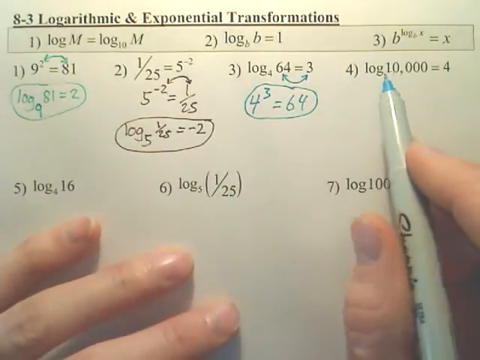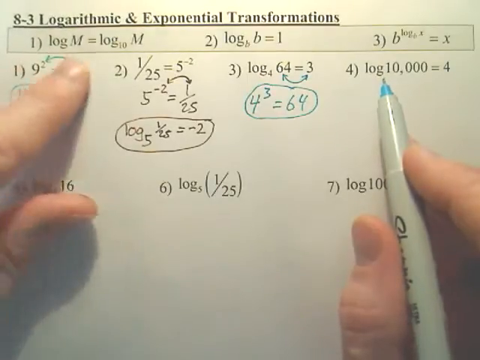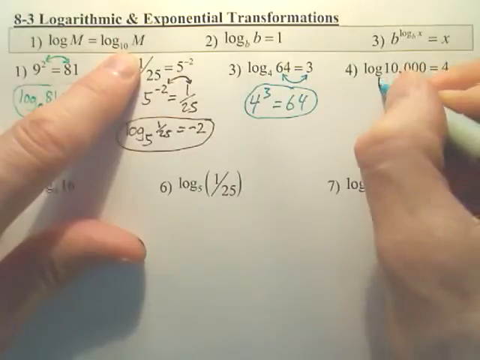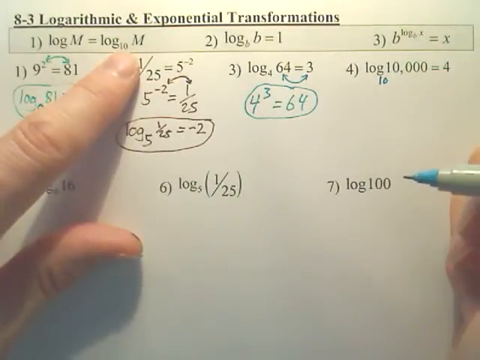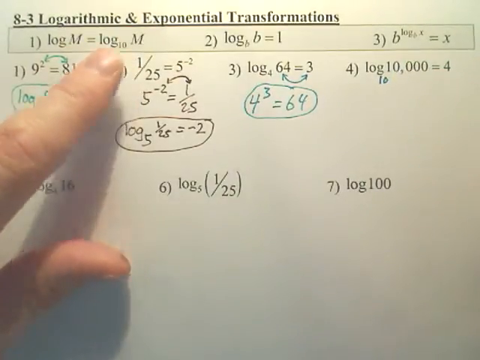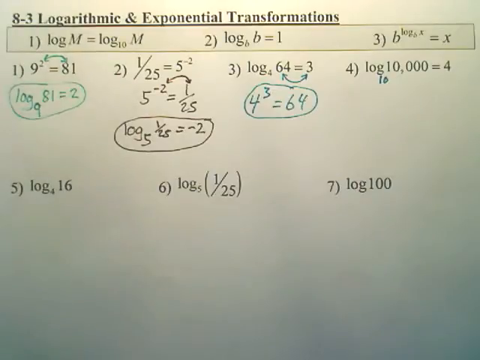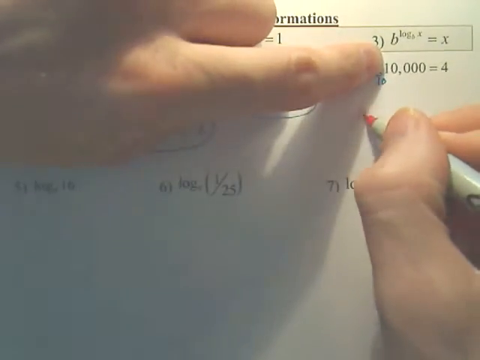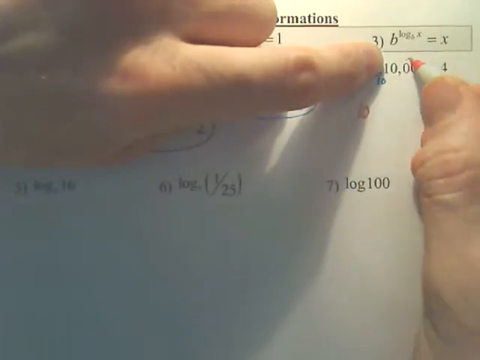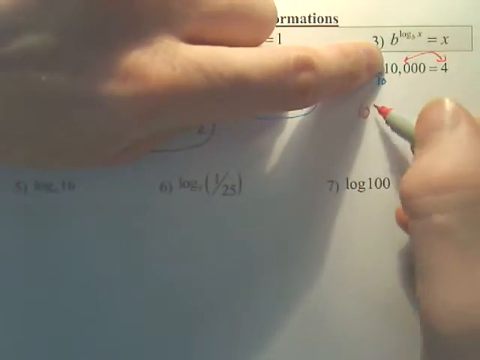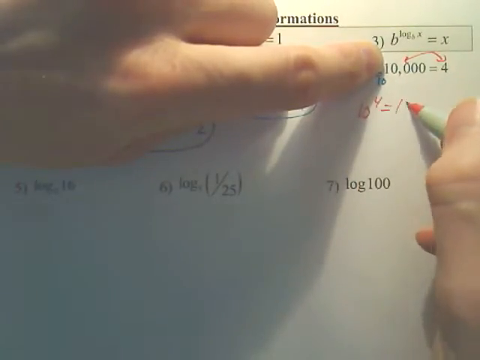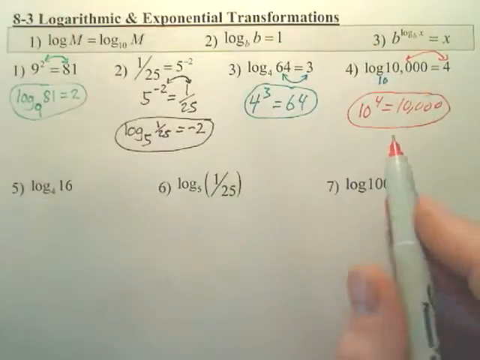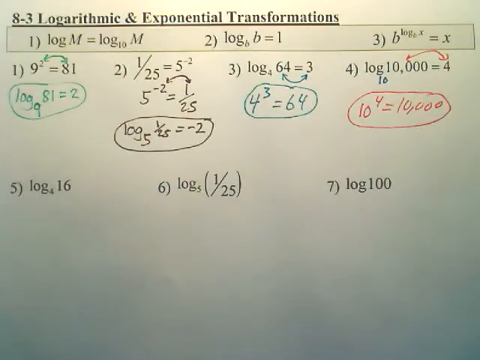For this one, we don't have a base. But what did we say? Actually, right here, what's the base if there isn't one? 10. So let's write a 10 in there. You just assume when there's no base, it's base 10. And then we go, okay, drop the log. So we have a 10. And then switch these two. So switch the 4 and the 10,000. And 10 to the fourth is 10,000.